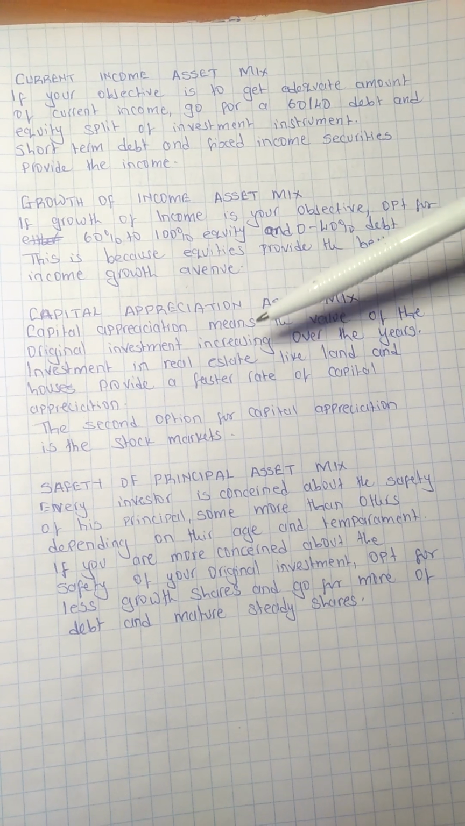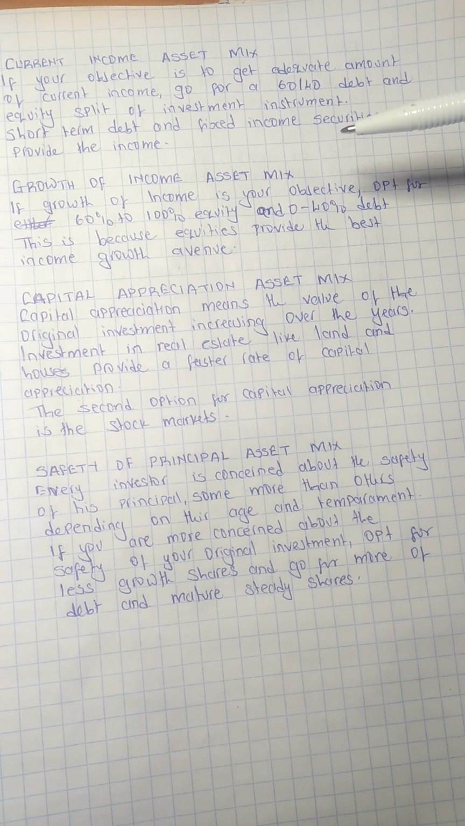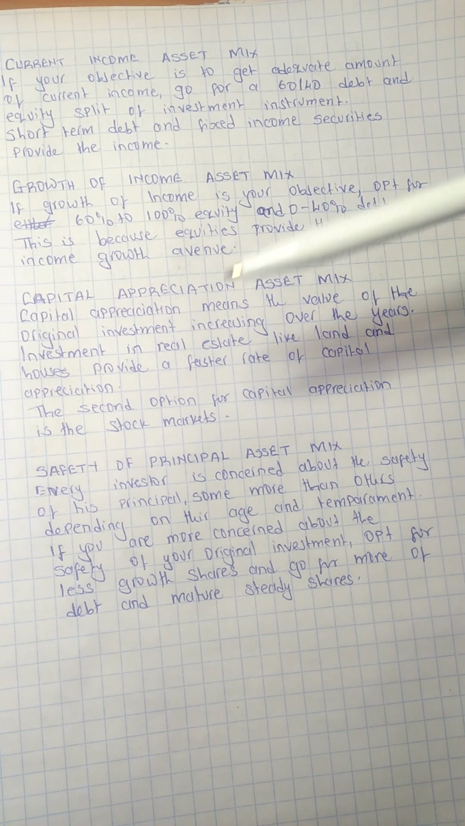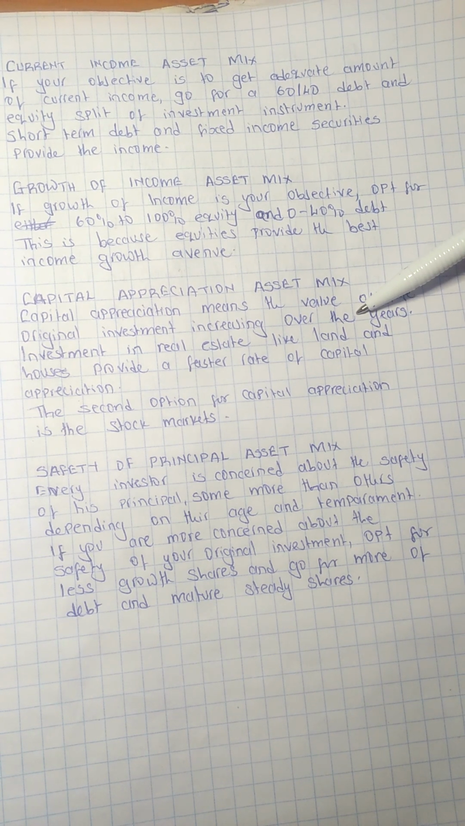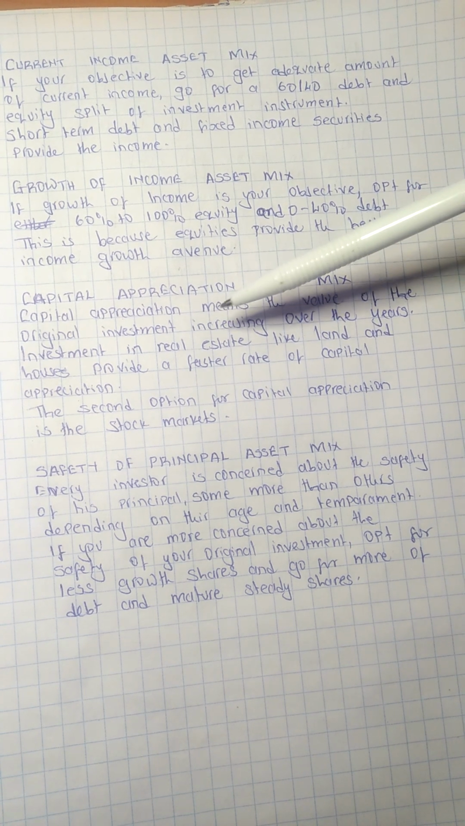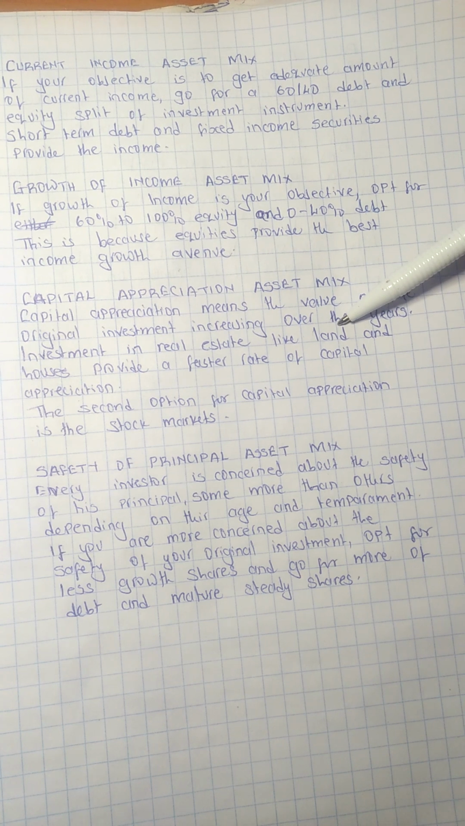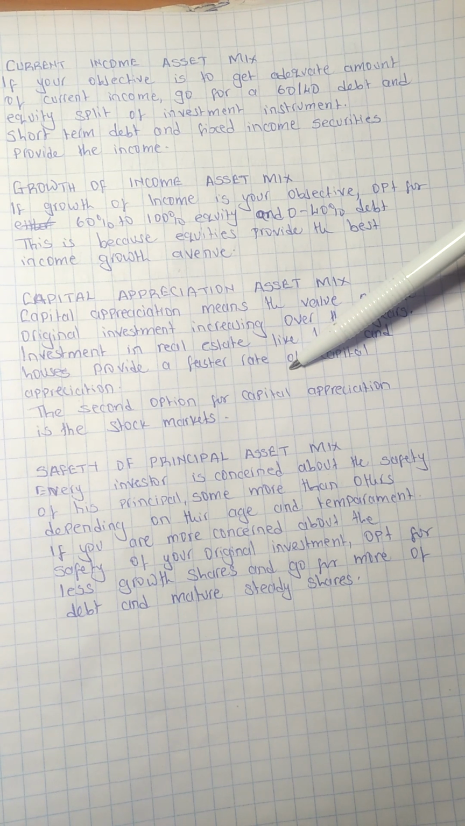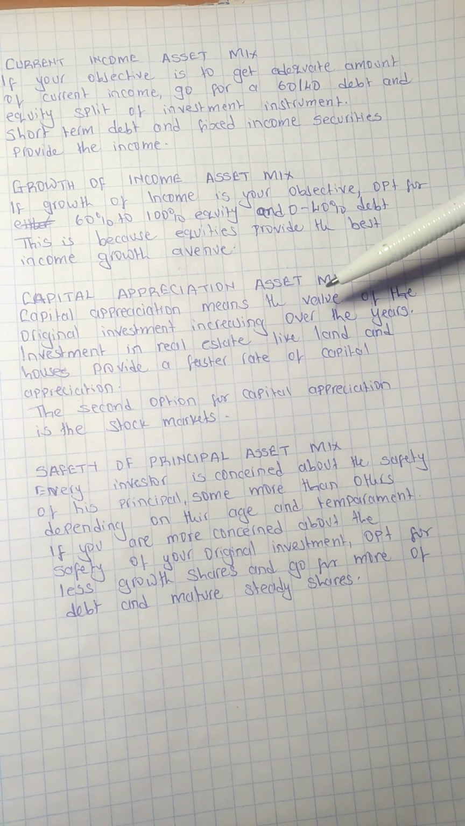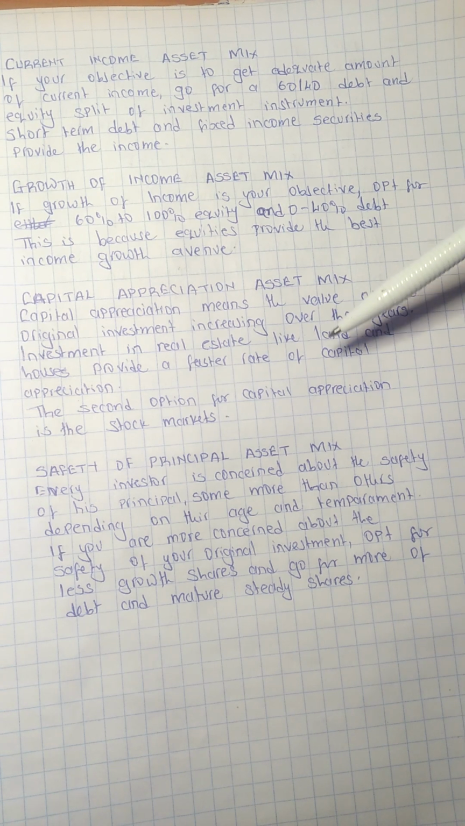Now, if you're looking for capital appreciation, what is the asset mix? Capital appreciation means that the value of the original investment increases over the years. You have funds that you put in this investment vehicle, and you want that value to increase over the years. Where would you invest to make sure that this happens? Investing in real estate, like land and houses, provides a faster rate of capital appreciation. So this is the best. Real estate, for example land and houses, will provide a faster rate of capital appreciation.